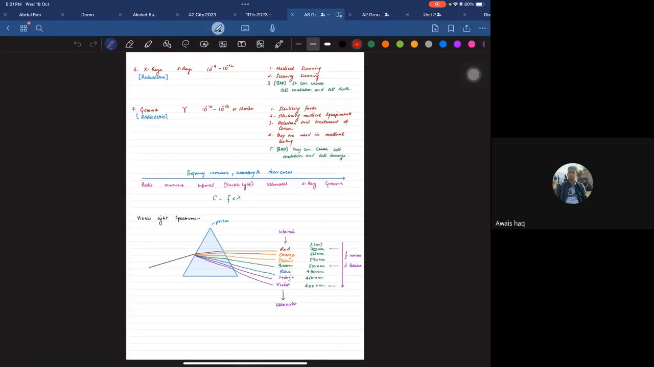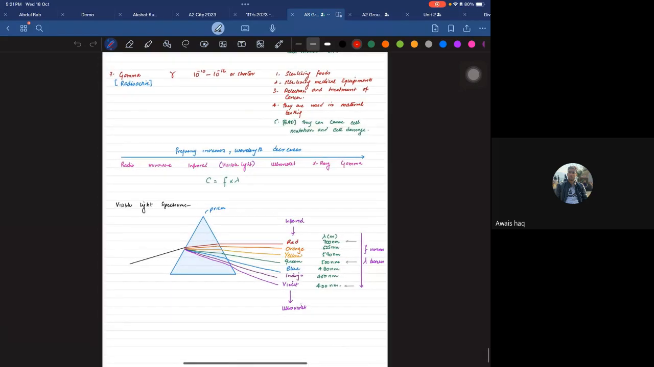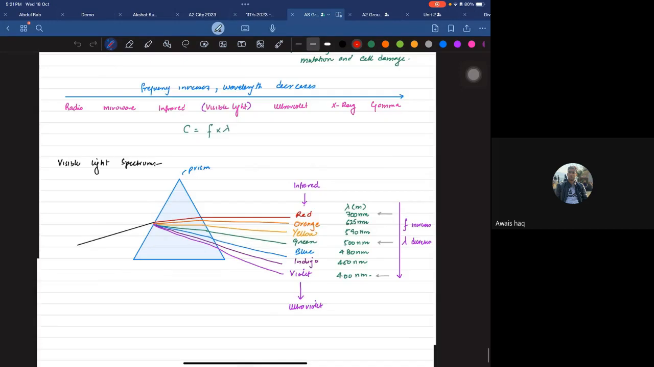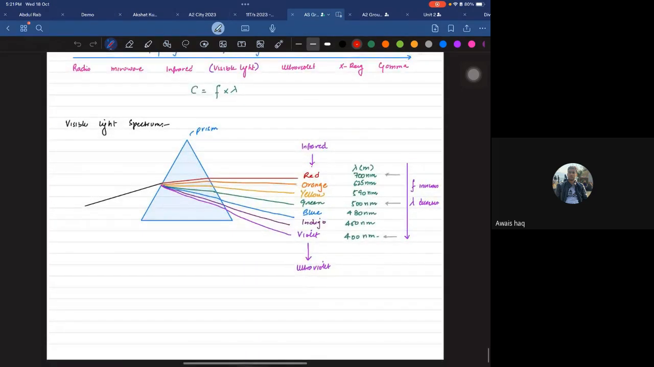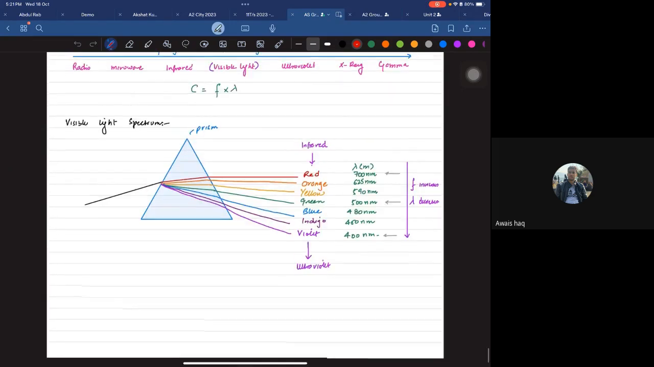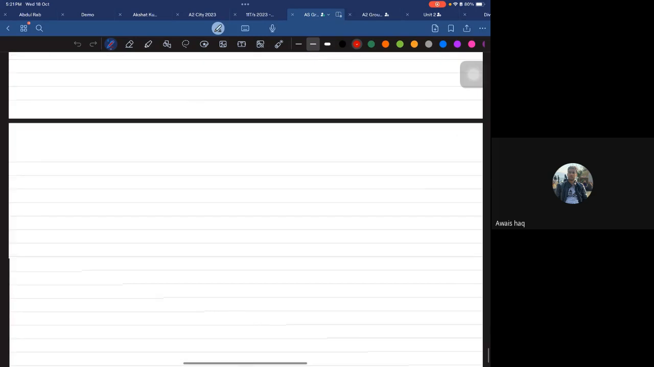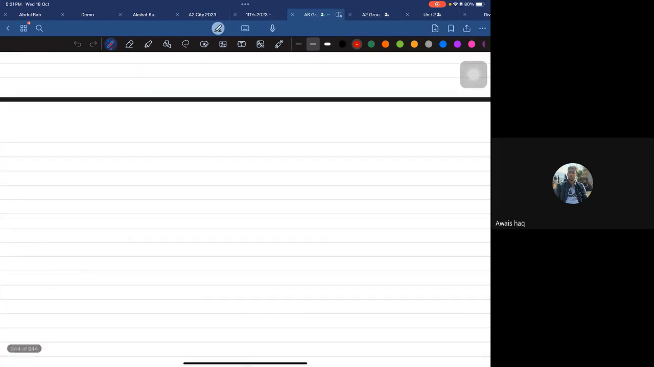So yesterday we learned about the frequency and wavelength of the EM spectrum, right? Today we will be doing the last topic in this particular chapter. It's called polarization. Let's do that, and then we'll continue with the workshop.